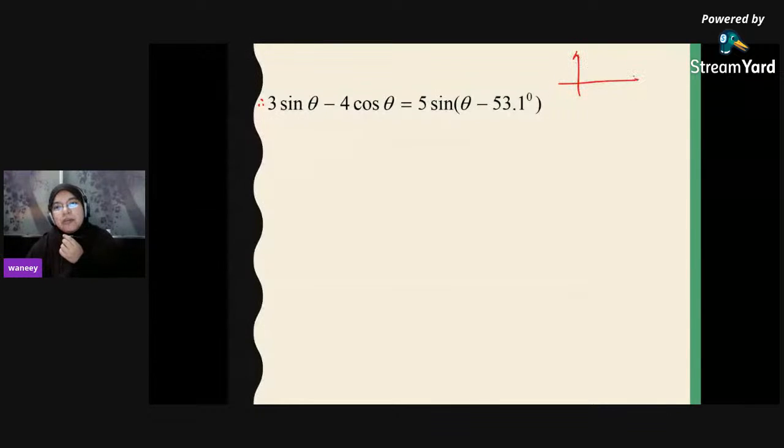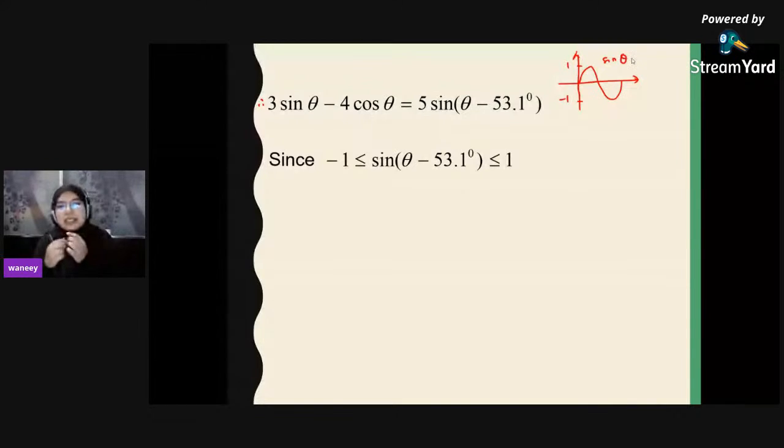Okay, just a little bit of recap. So this is the graph for sine theta. So this is 1, -1. So this is sine of theta. Okay, so what we know is that sine of theta is simply in between -1 and 1.